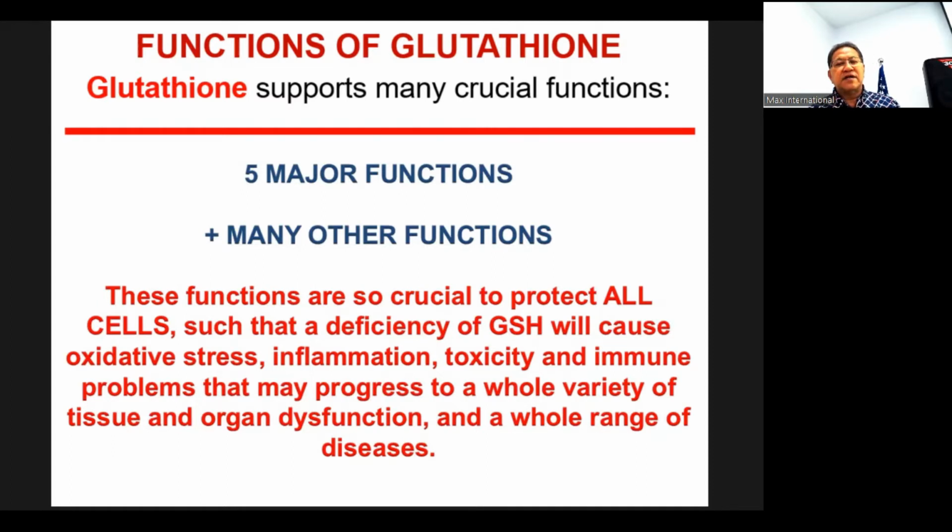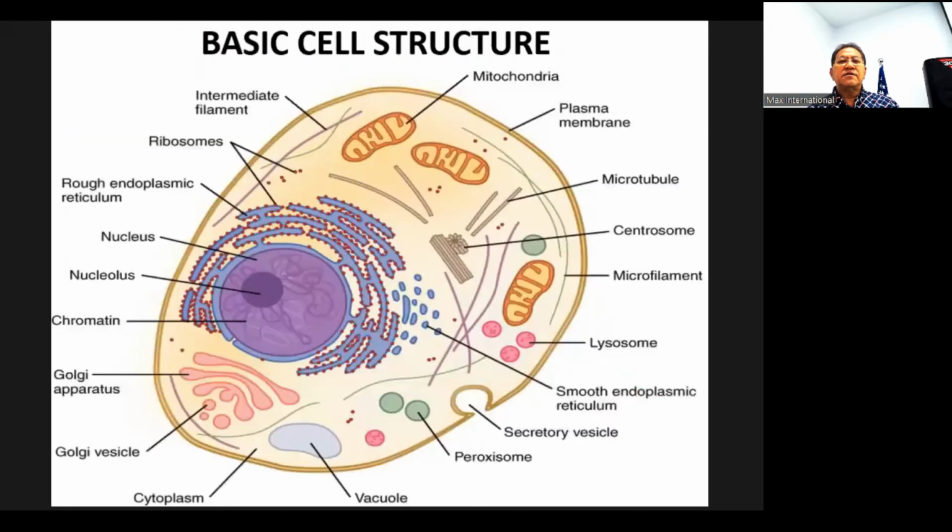Okay, so now before we try to understand how glutathione works to detoxify the body, it helps to revise the basic cell structure, because this is where glutathione works. It works mostly inside the cells, protecting the cells and the components of the cells from toxins, from free radicals, and also from infection. You don't have to know everything that's written there, but those of you who study physiology or biology will be familiar with this.